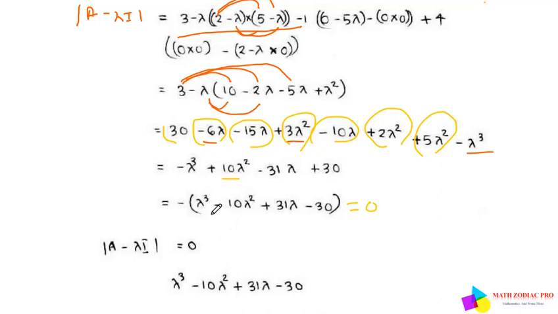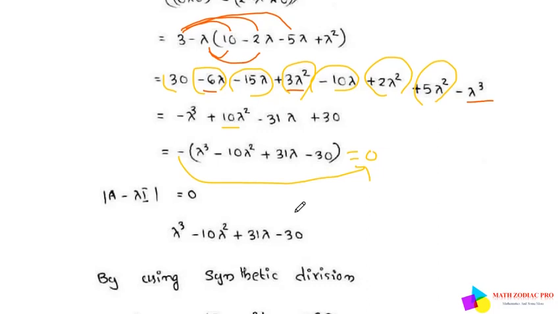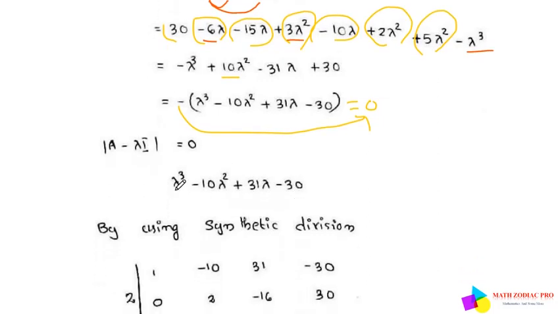So the minus goes to the other side. Here we get minus lambda cube plus 10 lambda square minus 31 lambda plus 30 equal to 0. So the minus goes to the right side and we get lambda cube minus 10 lambda square plus 31 lambda minus 30 equals 0. Here the biggest order is 3.